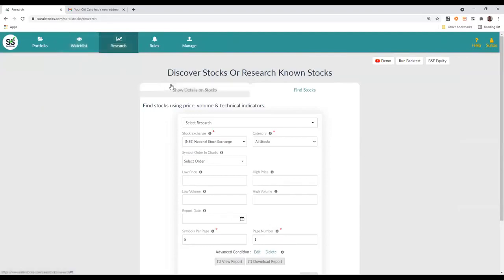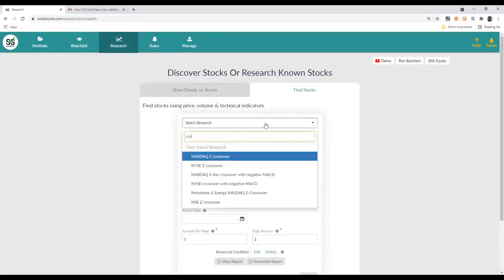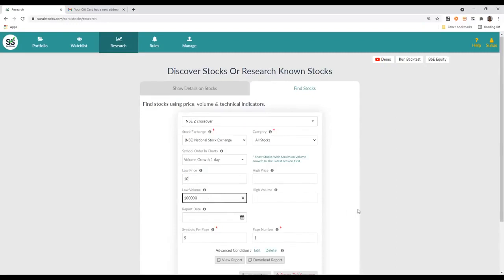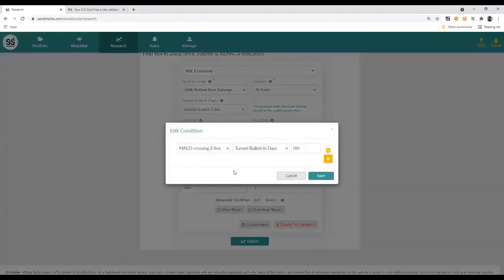We will now search for stocks that are trending. I'm on the research page and I'm going to use a pre-created scan called NSE Zero Line Crossover. It's a scan that finds all the stocks where the low price is at least 10 rupees and daily volume is at least 1 lakh shares per day. It will show 500 shares per page when it gets displayed. The report gets displayed.